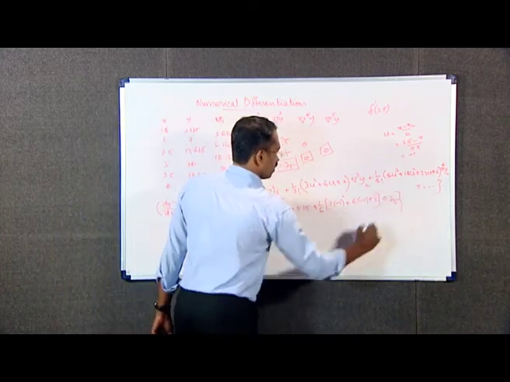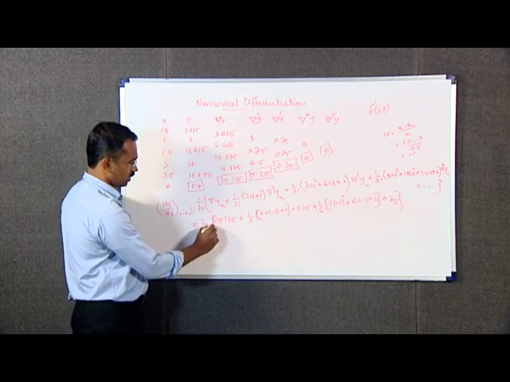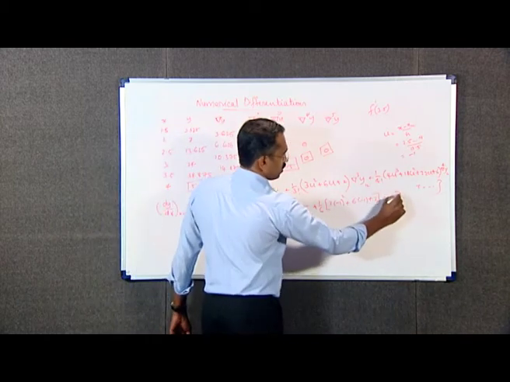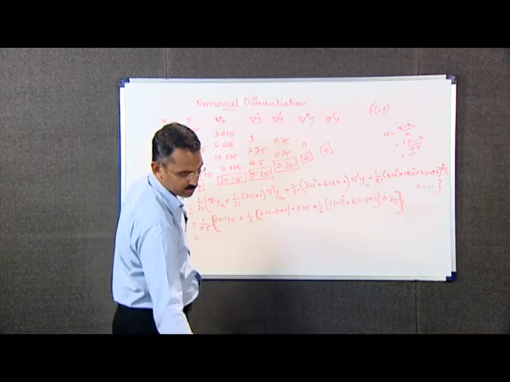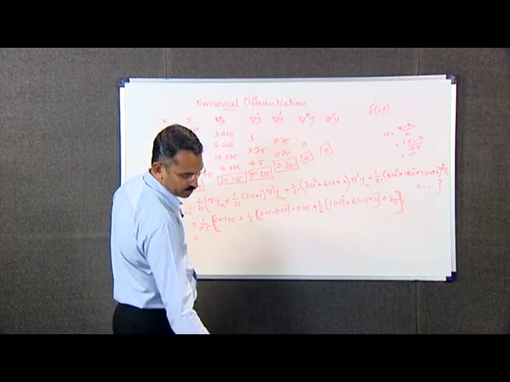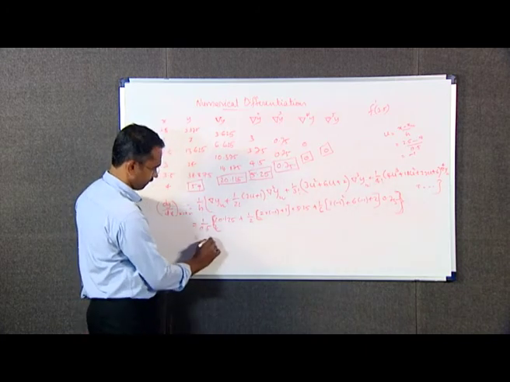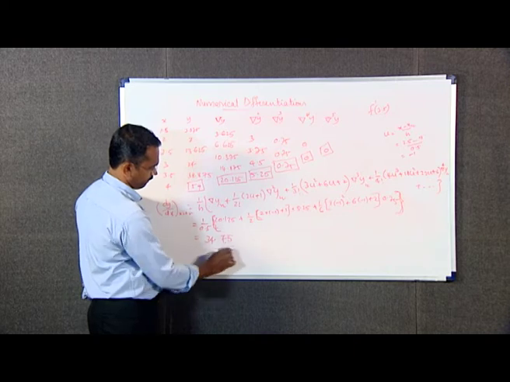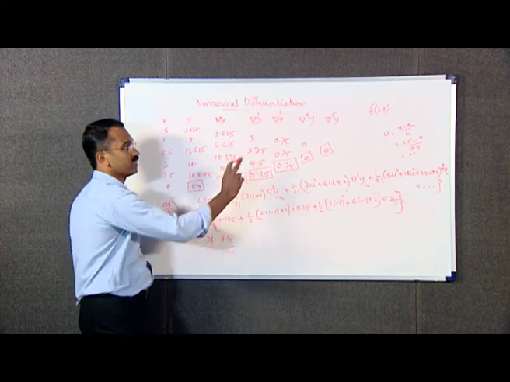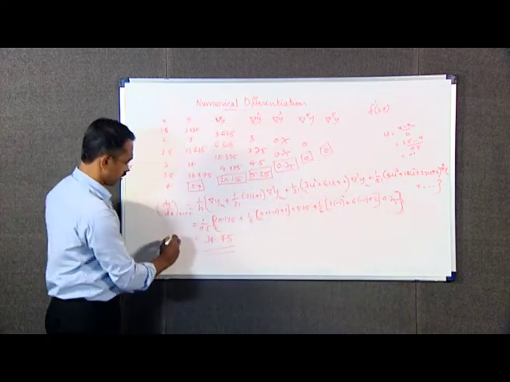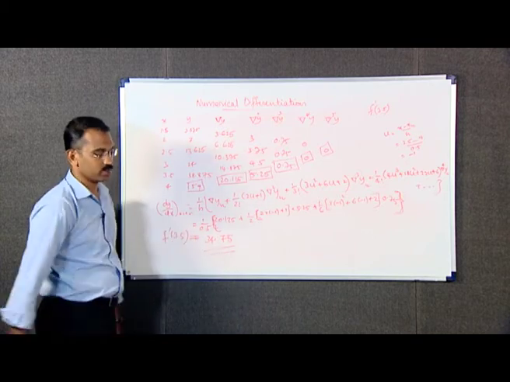Therefore, on simplification, 1 by 0.5 is common. On simplification, we will get this as 34.75. That is the first derivative at x equal to 3.5, that is f dash of 3.5 is equal to 34.75.